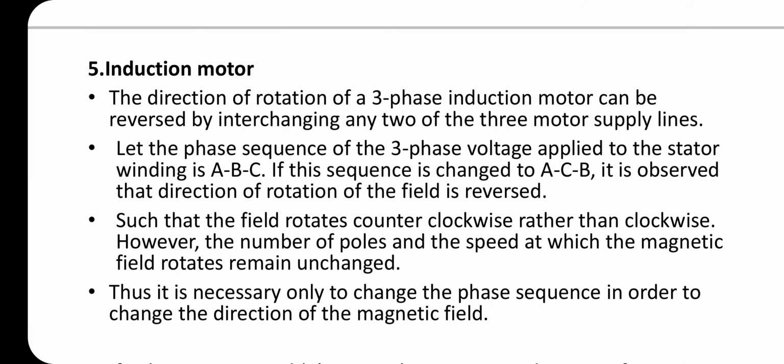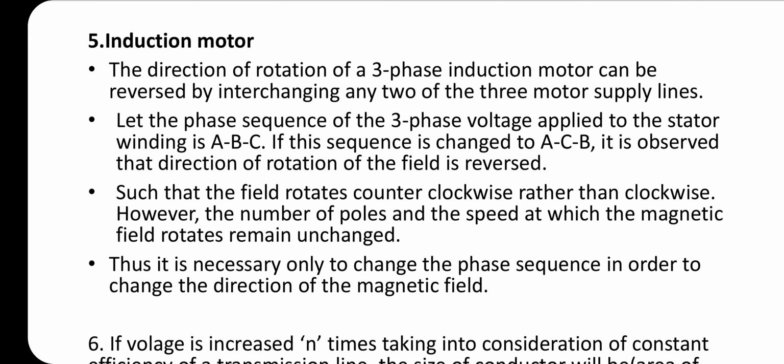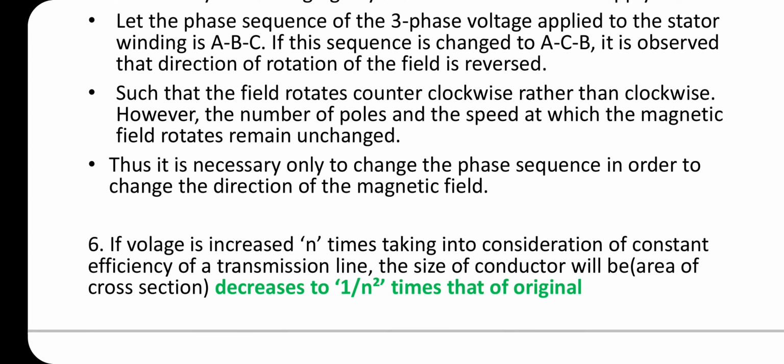Ampere turns. Induction motor. The direction of rotation of a three-phase induction motor can be reversed by interchanging any two of the three motor supply lines. Let the phase sequence of the three-phase voltage applied to the stator winding be ABC. If this sequence is changed to ACB, the direction of rotation of the field is reversed, such that the field rotates counterclockwise rather than clockwise. However, the number of poles and the speed at which the magnetic field rotates remain unchanged. Thus, it is necessary only to change the phase sequence in order to change the direction of the magnetic field.